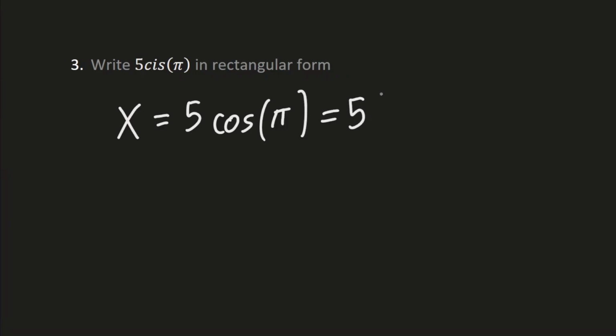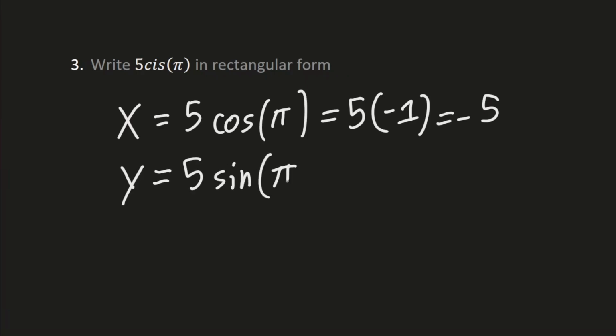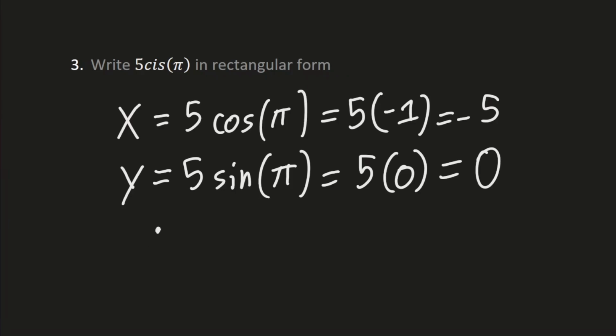Alright, for this one, we're going to find the real component. And so x is equal to 5 cosine of pi, which is going to be equal to 5 times cosine of pi is going to be -1, and that's going to give you -5. For our imaginary part, y is equal to 5 sine pi, which is going to be equal to 5 times 0, since sine of pi is 0. That's going to give you 0. And so we can write this complex number as -5 plus 0i, which is basically just equal to -5.